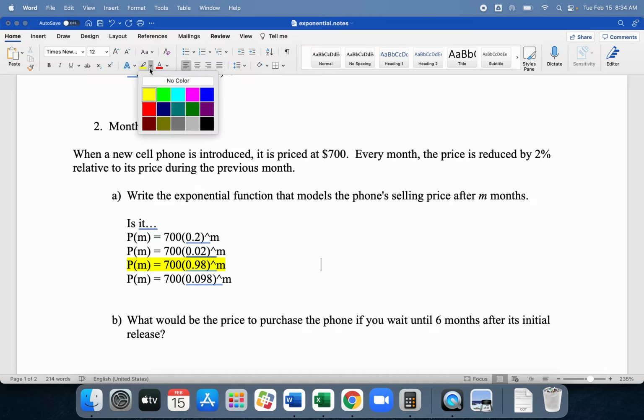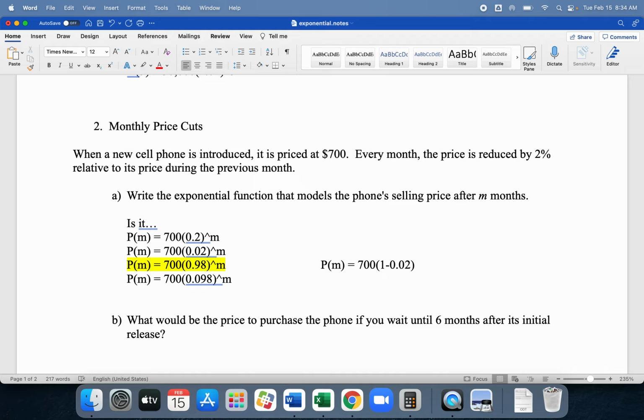If I wanted to think about this similarly to the 1 plus 0.04, P of m, it's all of the original, but minus 2%. So after 1 year, I can say, oh, 700 minus 2% of 700. 700 times 1 minus 0.02. And then the next year I could do that over and over and over again.